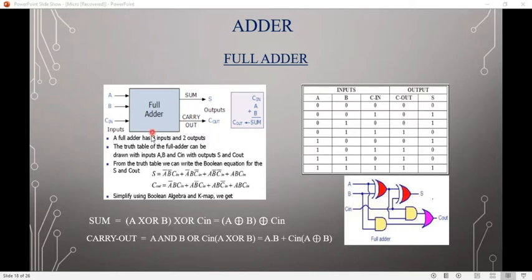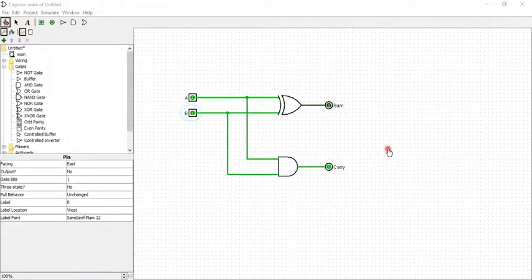Full adder. A full adder has three inputs and two outputs. The truth table of the full adder can be drawn with inputs A, B, Cin, and outputs S and Cout. From the truth table, we can write the Boolean equation of the S and Cout. Similarly, by using Boolean algebra and K-map, we get the sum equation and carry out equation. We are going to create a full adder circuit diagram by using half adder circuit diagram. This is a half adder circuit diagram. We already created this diagram.